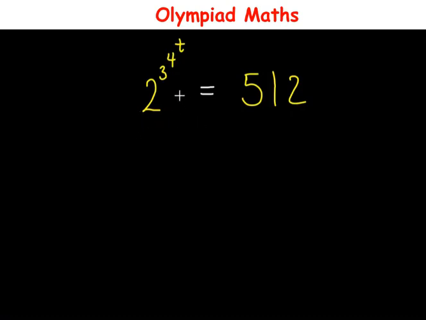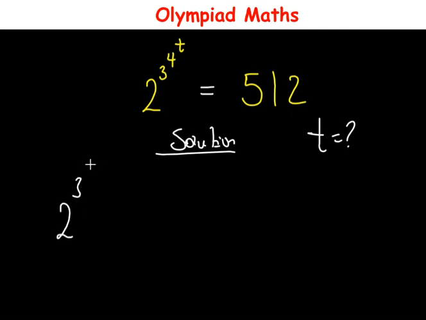So we have 2 raised to power 3 raised to power 4 raised to power t is equal to 512. And here, we are to solve for the value of t. So t is your number to solve for. To solve this, solution. So we have 2 raised to power 3 raised to power 4 raised to power t equals 512.